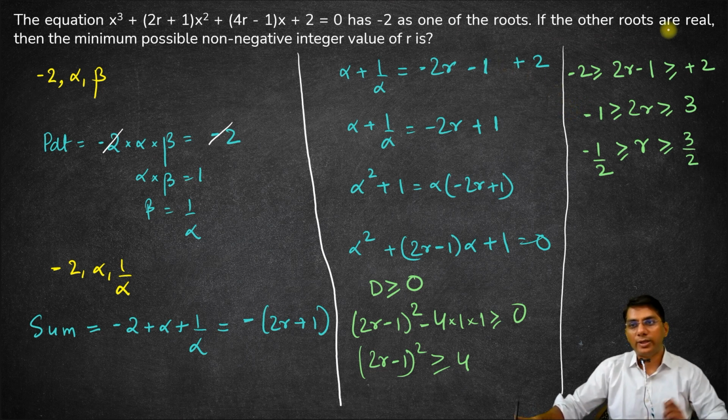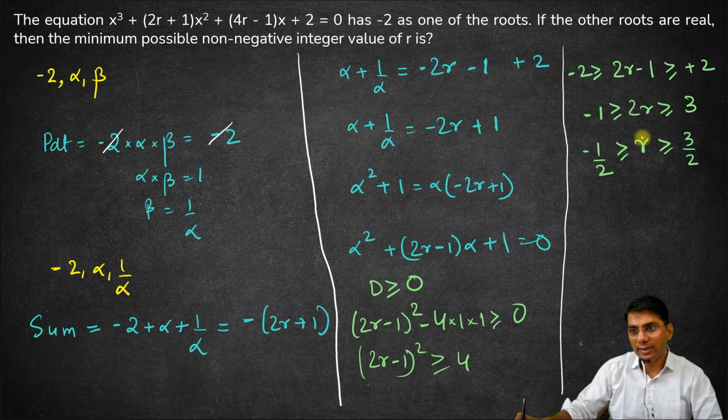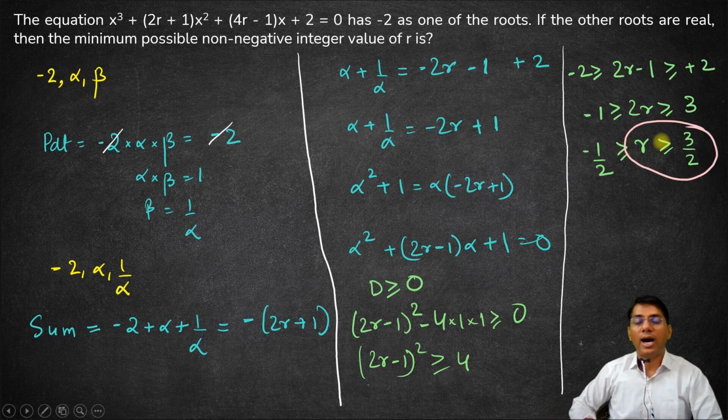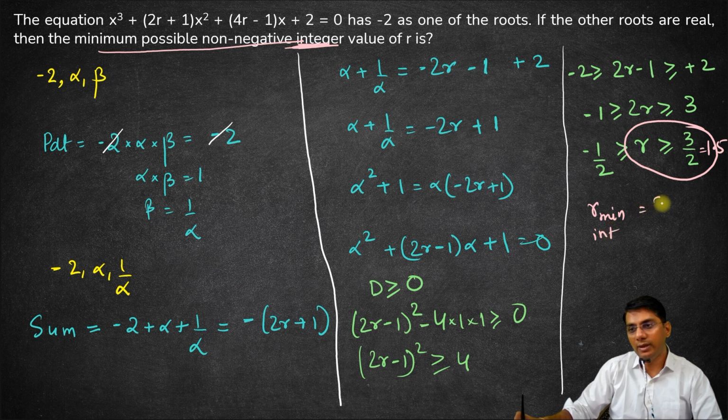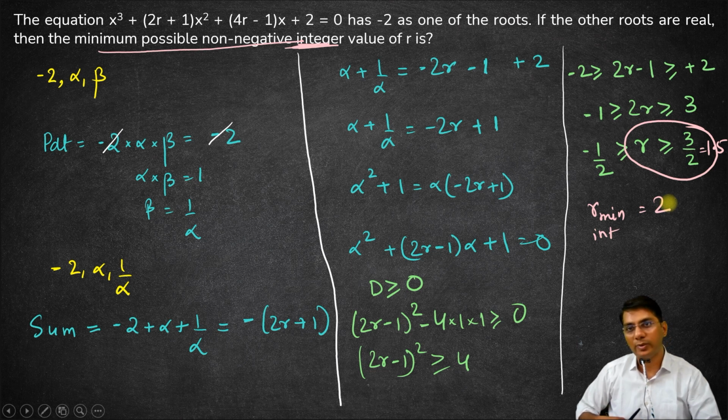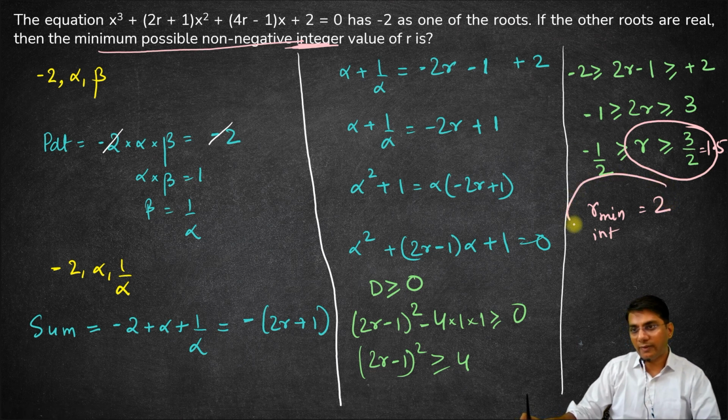Fine. Now the question is the minimum possible non-negative integral value of r. So if you consider this, r should be less than or equal to minus 1 by 2. So from here you will get only negative values of r. But what we want is a non-negative value. So for non-negative values, we'll have to consider this range. r should be greater than or equal to 3 by 2. 3 by 2 is 1.5. So the value of r should be greater than or equal to 1.5. So the least possible integral value of r, the minimum integer, will be 2. The least integral value greater than or equal to 1.5 is 2. So the minimum value of r here is 2.